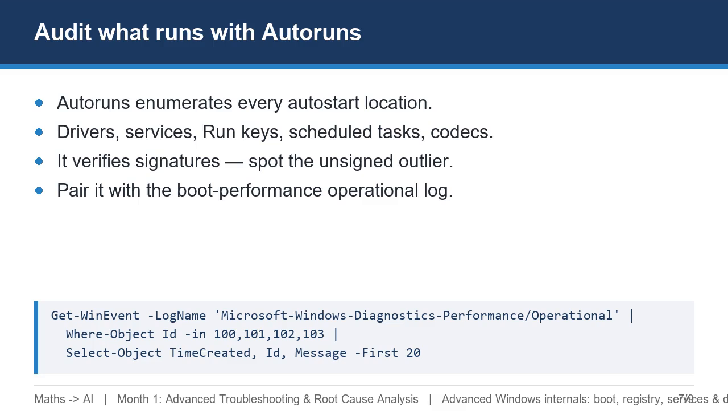When you need to see everything configured to run at boot and logon, reach for Autoruns from Sysinternals. It enumerates every autostart location: drivers, services, run keys, scheduled tasks, codecs, and verifies digital signatures, so an unsigned or unexpected driver loading early jumps right out. Pair it with the Diagnostics-Performance operational log, pulled with Get-WinEvent, to see boot timing events.